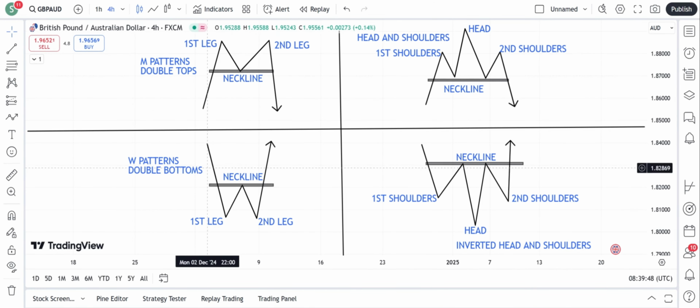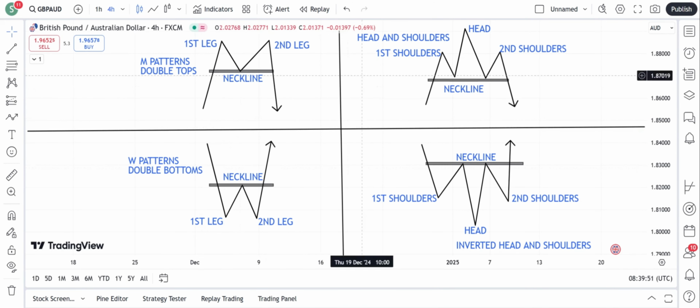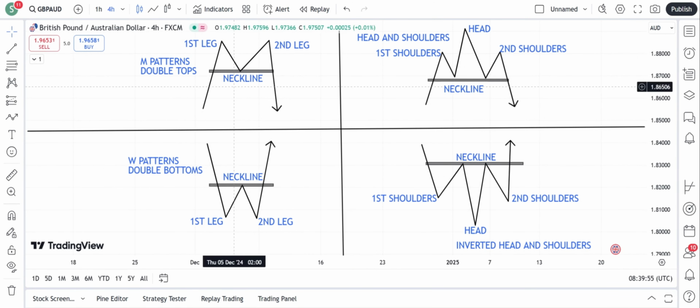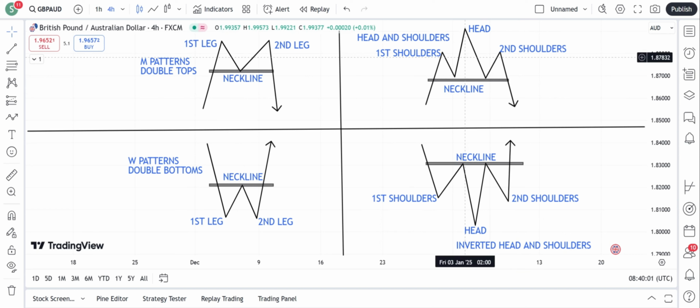There are several types of categories which we talk about in the mentorship. So those in the mentorship already understand the different types of patterns. We also have different varieties of head and shoulder, but we are just using these major ones. So we have the head and shoulder and we have the inverted head and shoulder.